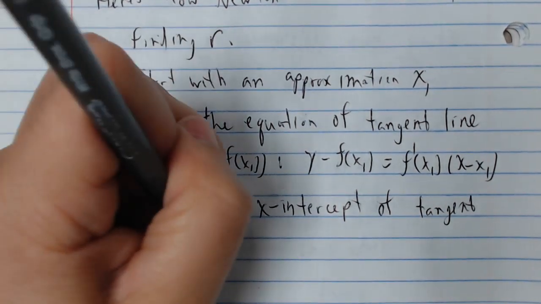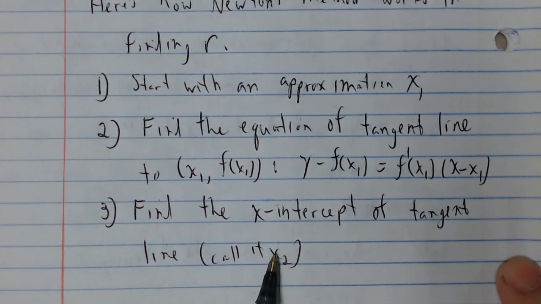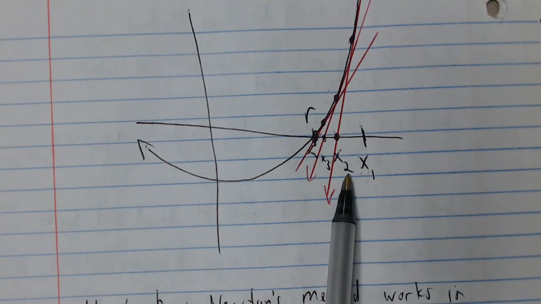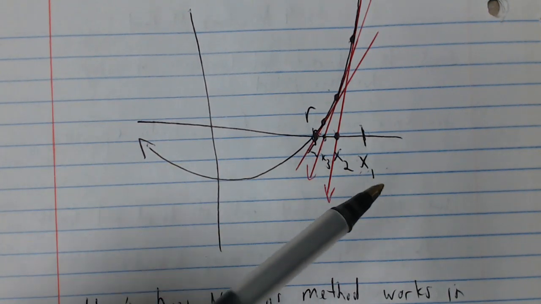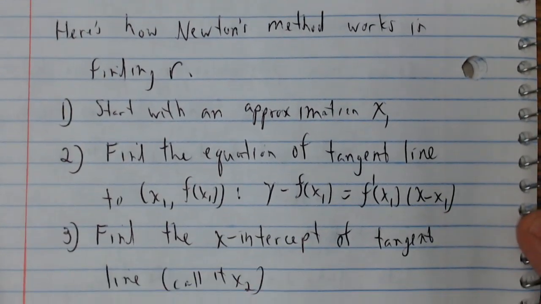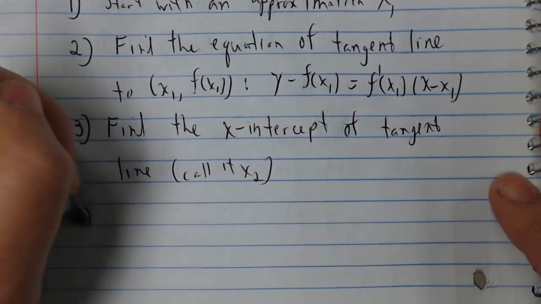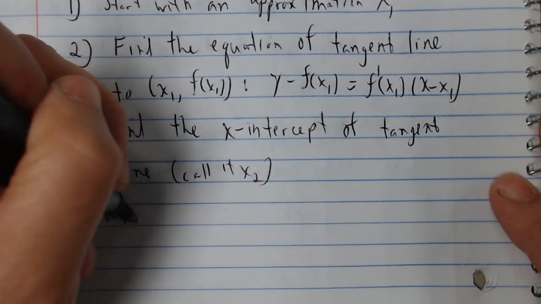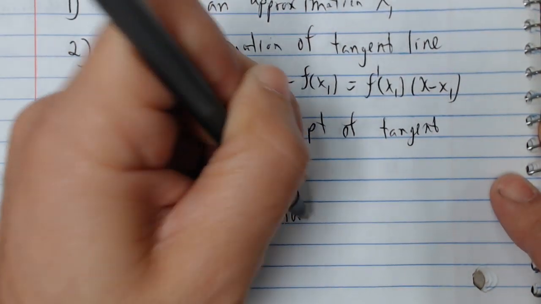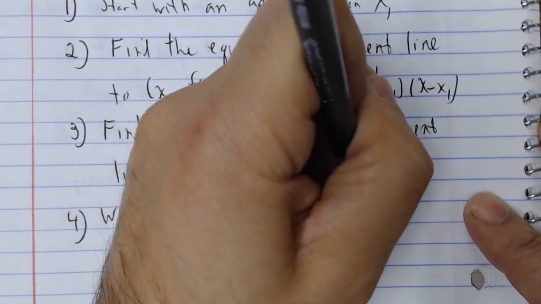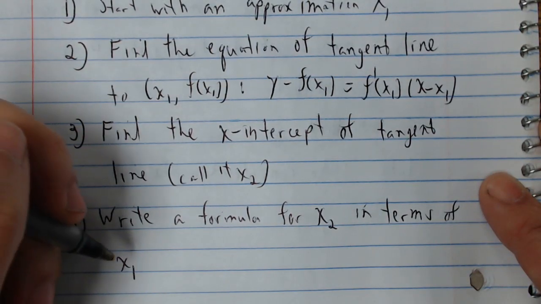And what we'll do is we'll call this x sub 2, which basically, if we go back to my picture here, x sub 2 is this guy. So then what we do is we go ahead and go on to the next process. The good news here is we could come up with a formula that works. So look at what we get here. Write a formula for x sub 2 in terms of x sub 1.